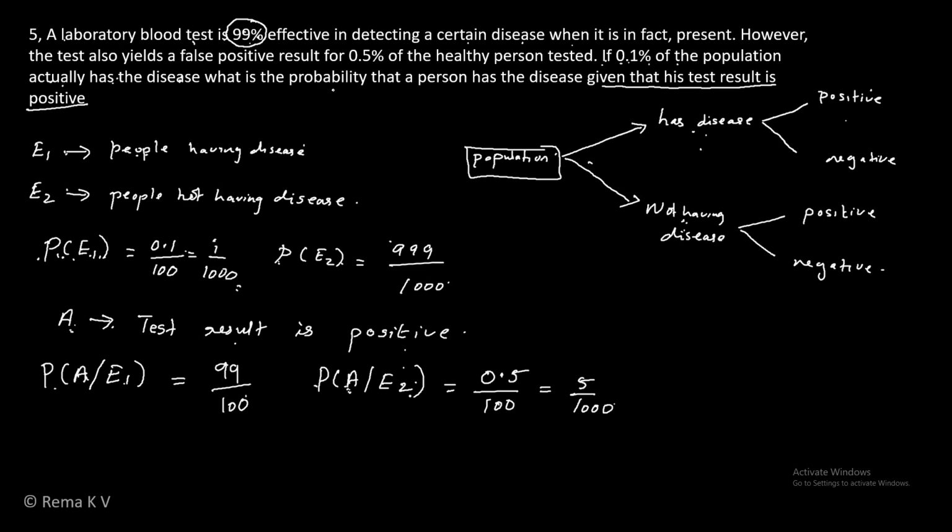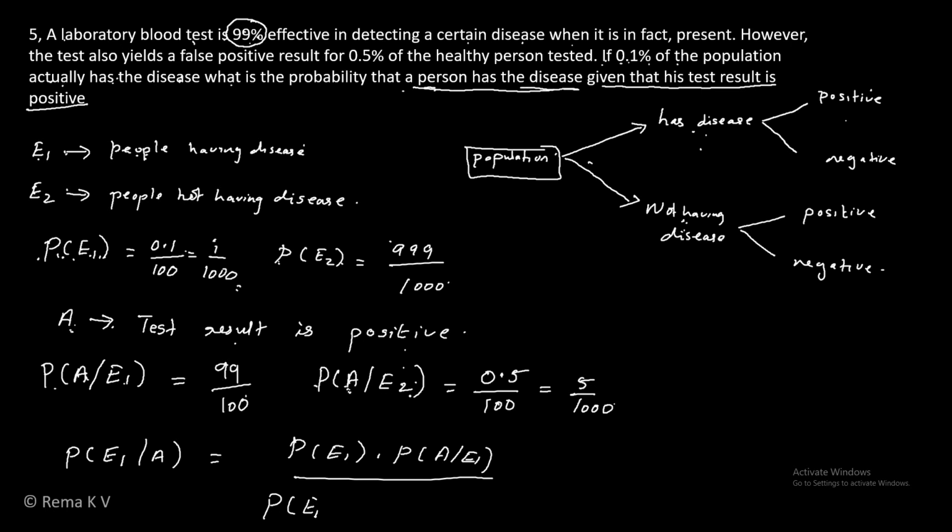Now what do we have to find? What is the probability that a person has the disease? A person has the disease means we have to find probability of E1 given A. This is equal to probability of E1 into probability of A given E1, divided by probability of E1 into probability of A given E1 plus probability of E2 into probability of A given E2. Apply the values and find out the answer.